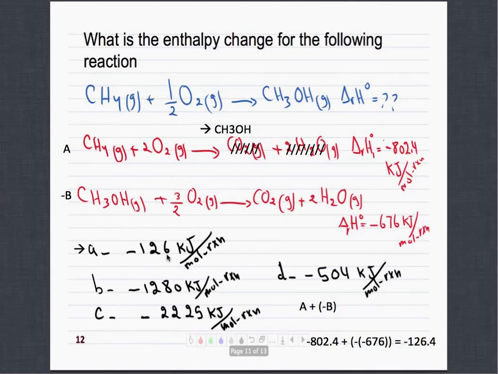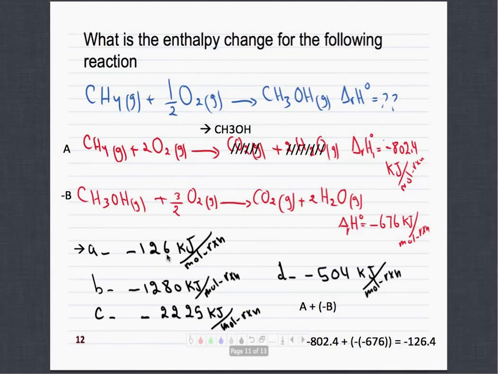Okay, so I'm going to stop it right here and check the most popular answer. And I have A to be the most popular answer. A is the right answer. Okay, I'm going to insert. So I have methane plus half oxygen to give me methanol. So the first thing, I want this reactant to be on the reactant side with stoichiometric coefficient 1.